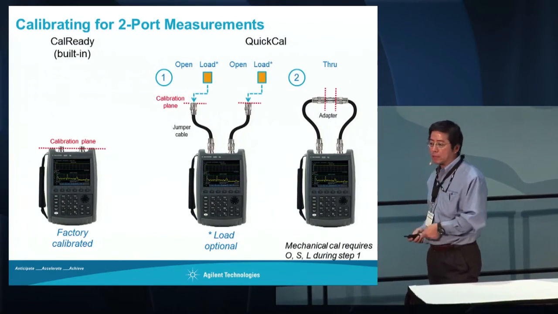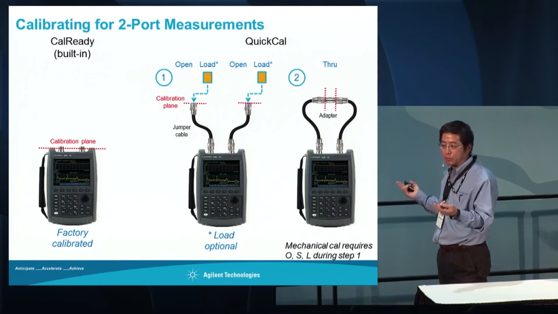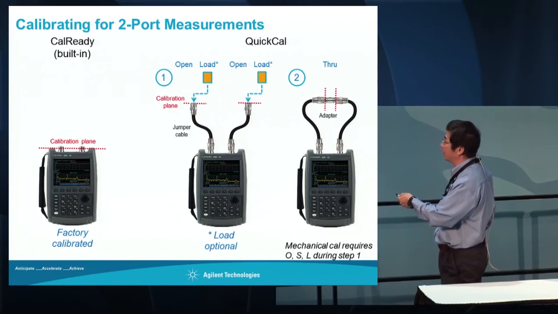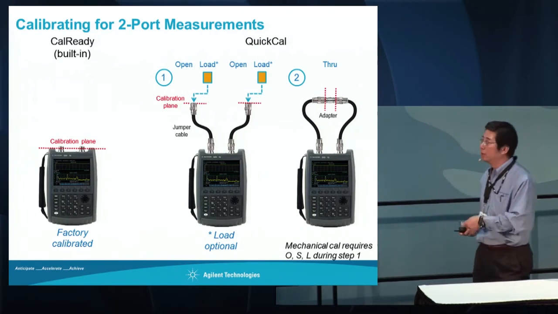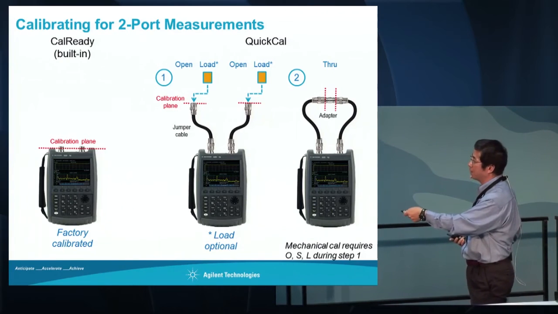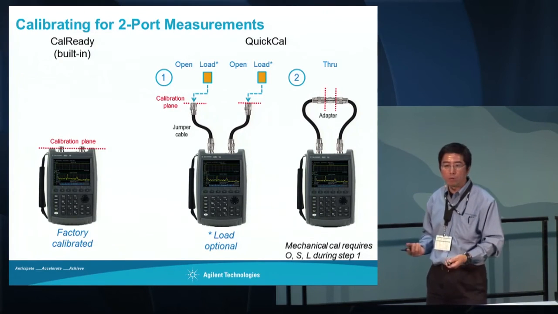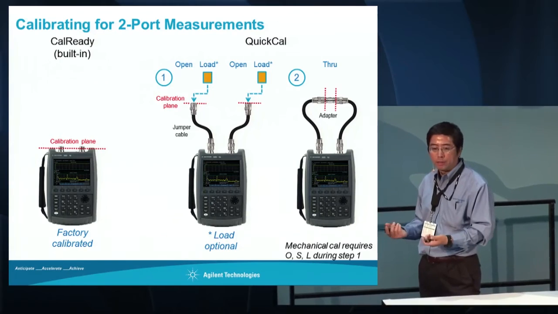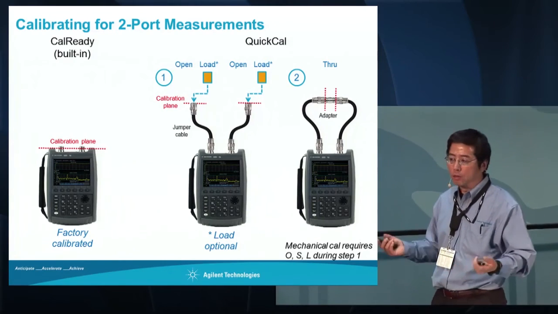And for 2-port measurement, same thing. Since we have 2 electronic cal kits built in on each port, you can calibrate to extend to the end of the cable, or if you just simply measure at the test port, we have cal ready, and you turn on the instrument, it is ready to go. And you can set the number of points or change frequency, and it will automatically handle the interpolation.